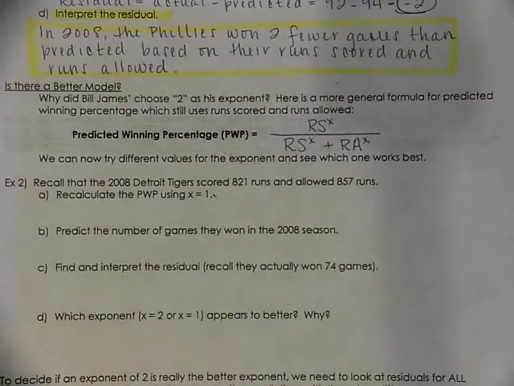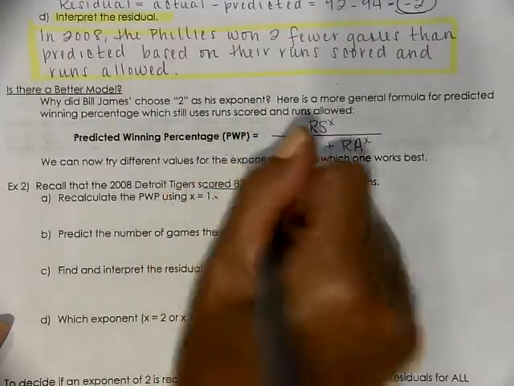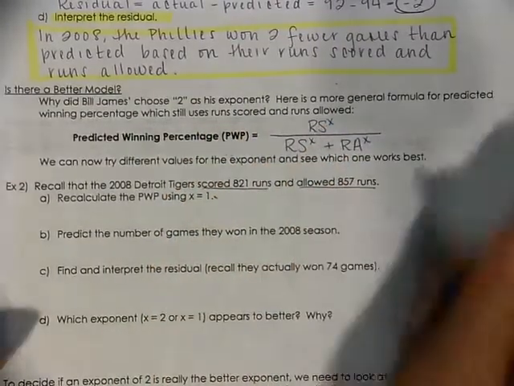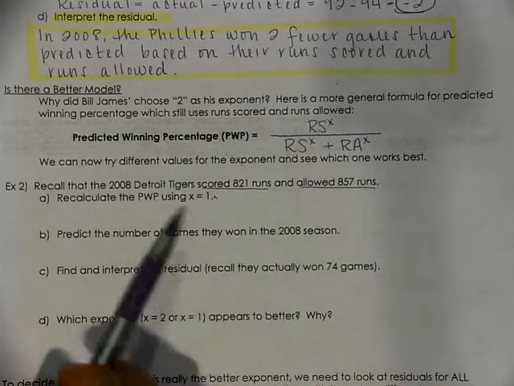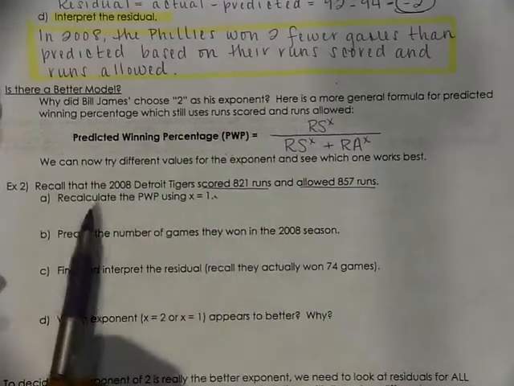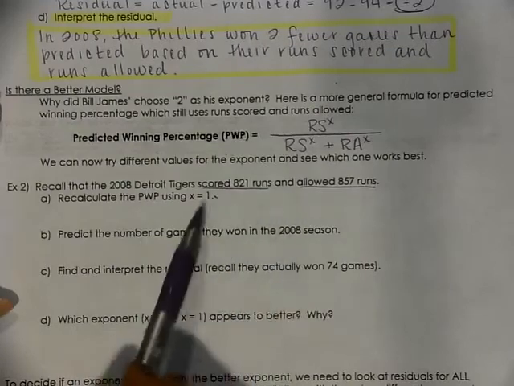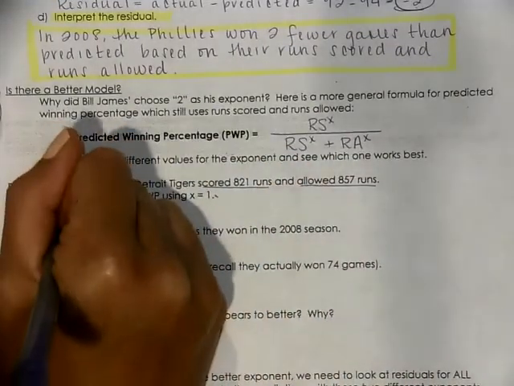Okay? Now we can try different values for the exponent to see which one works best. So we're going to use that same data from the Detroit Tigers, who scored 821 runs and allowed 857. And remember, for that first example, our residual is negative 4. We're going to see if we can get that residual any closer to 0 by using a different exponent. So I'm going to recalculate their predicted winning percentage, but this time using an exponent of 1.